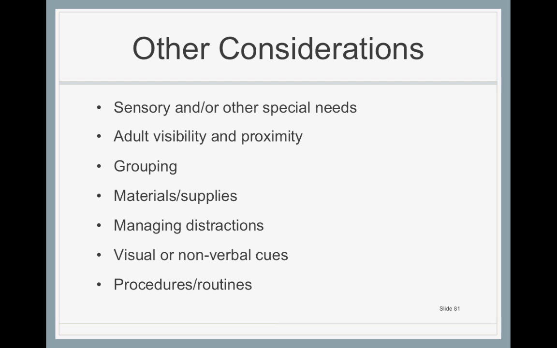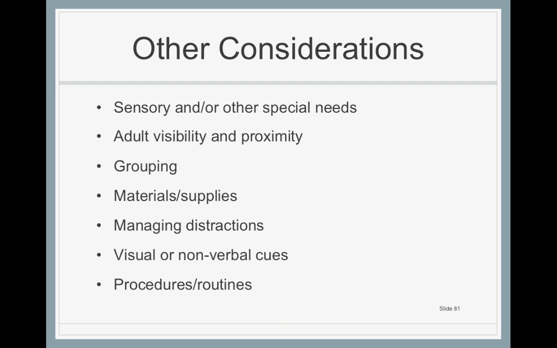Here is a list of some other considerations for taking a proactive approach to preventing problem behaviors or keeping the problem small by intervening immediately. A student may have some sensory or other special needs that you could plan for. For instance, maybe a student gets agitated with too much light or noise. Planning for having them work in a darker, quieter part of the room may prevent problems from occurring.